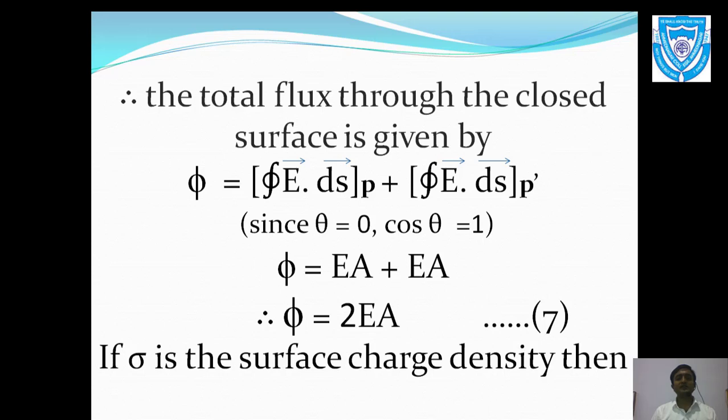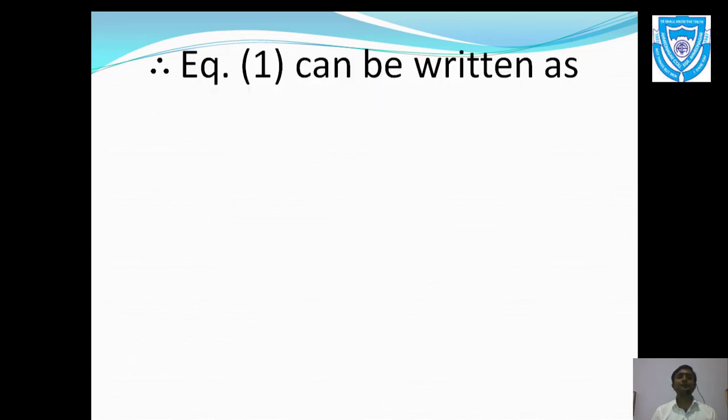If sigma is the surface charge density, then sigma is equal to Q upon A. Then what will be Q? That will be sigma A. Therefore, equation 1 can be written as phi is equal to Q upon epsilon naught. But over here, put the value of Q, which is sigma A. Therefore, phi is equal to sigma A upon epsilon naught, which is equation number 8. Previously, we had Q upon epsilon naught, but over here we put the value of Q, which is sigma A.